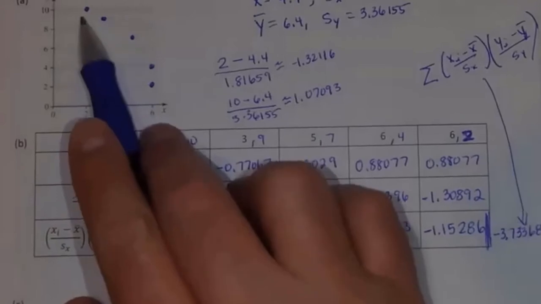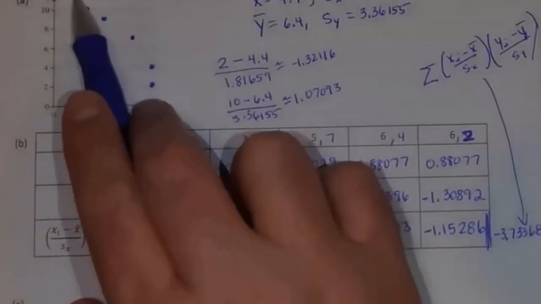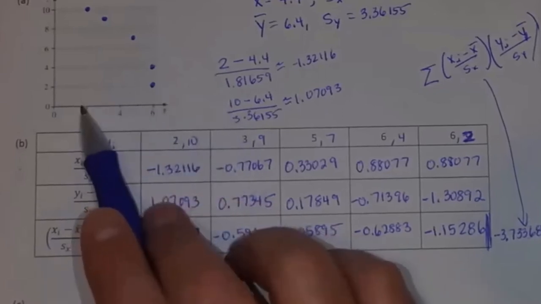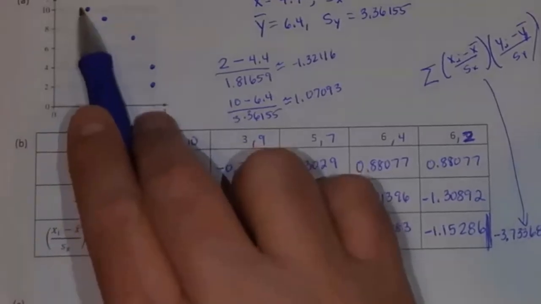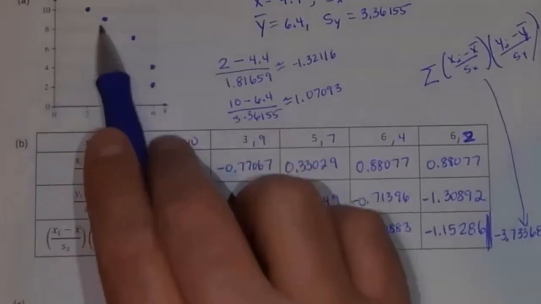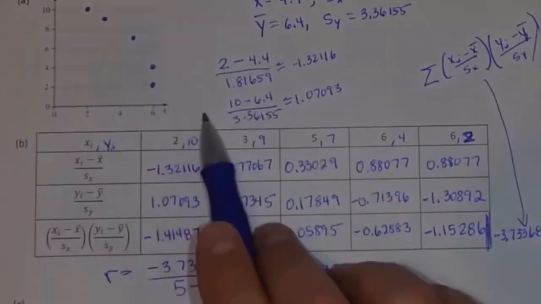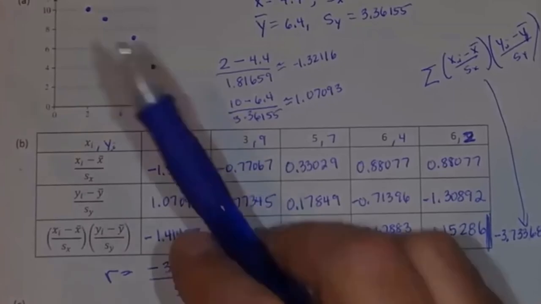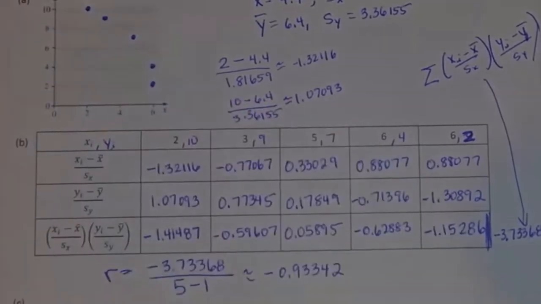First of all, if you look at this data, it is going down as you move from left to right. So the smaller x values tend to be paired with the bigger y values, and the bigger x values tend to be paired with the smaller y values. So it would appear we have a negative relationship if there is a relationship. Our correlation coefficient is negative as a result, indicating there's a negative association.